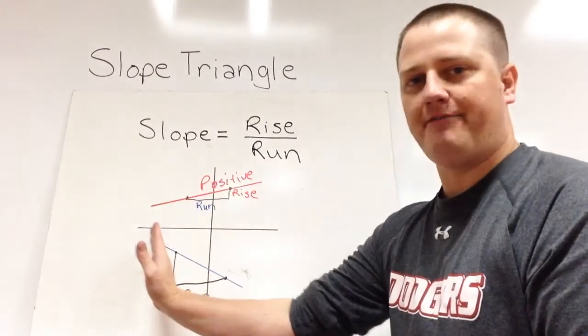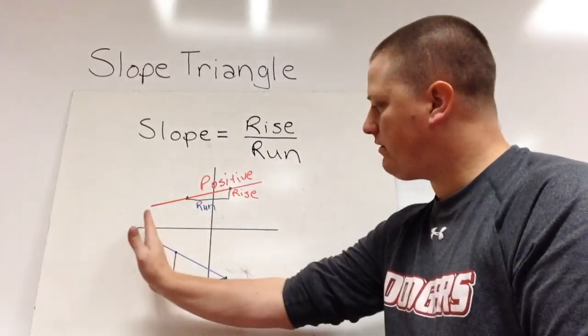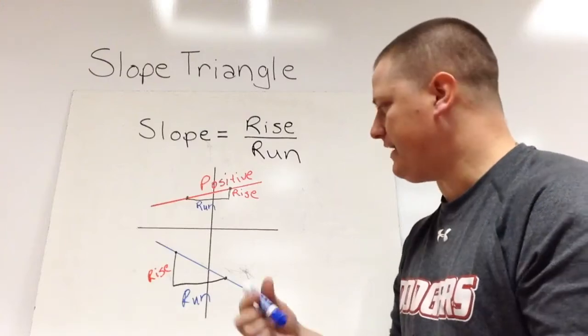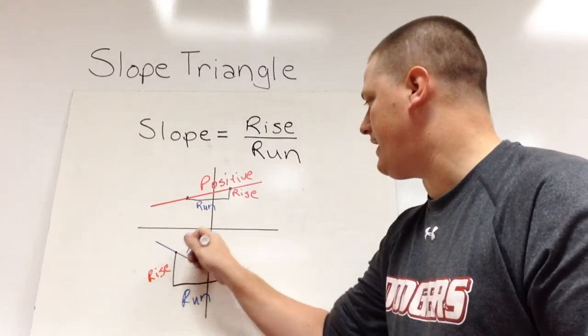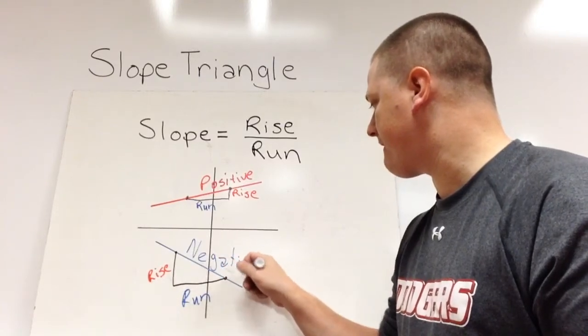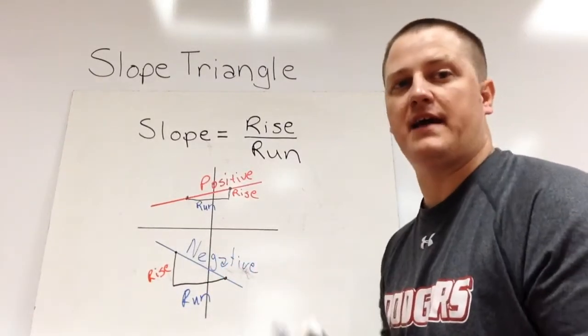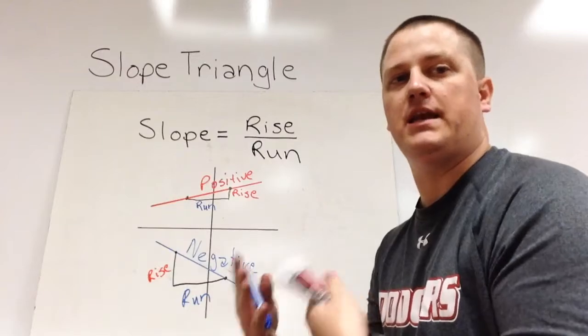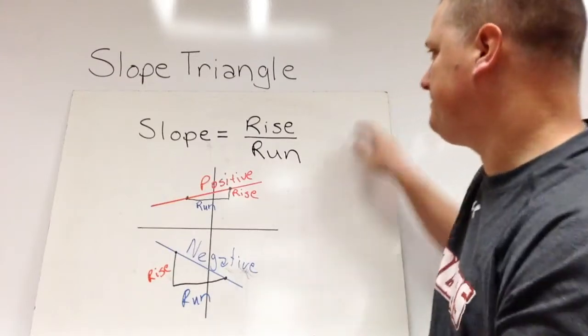Then we start from left to right on the other line. Notice how this one goes down. That is considered negative. So now we're going to practice actually finding legitimate numbers for slope.